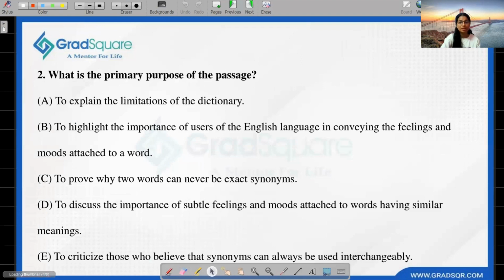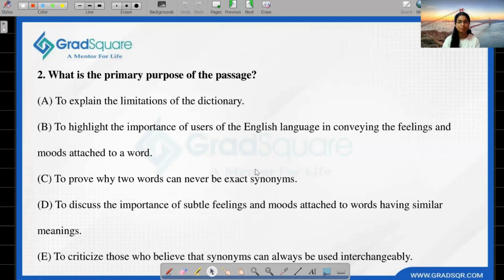So what is the primary purpose of the passage? I've already told you about this because most of the questions in the RC will be from the primary, main, and secondary topic of discussion. And then you might also be asked about the tone of the author. So let's find out the primary purpose. The first option is to explain the limitations of the dictionary. While the author does mention this, it is not the main purpose of the entire passage. It's a part of the passage. So we can eliminate option choice A.